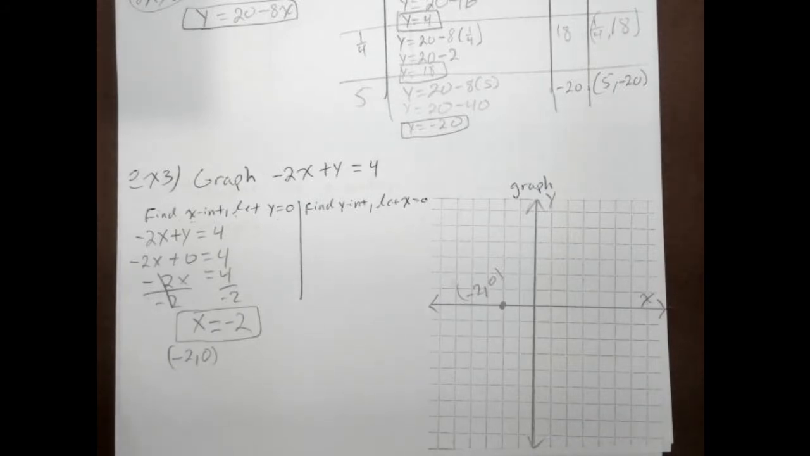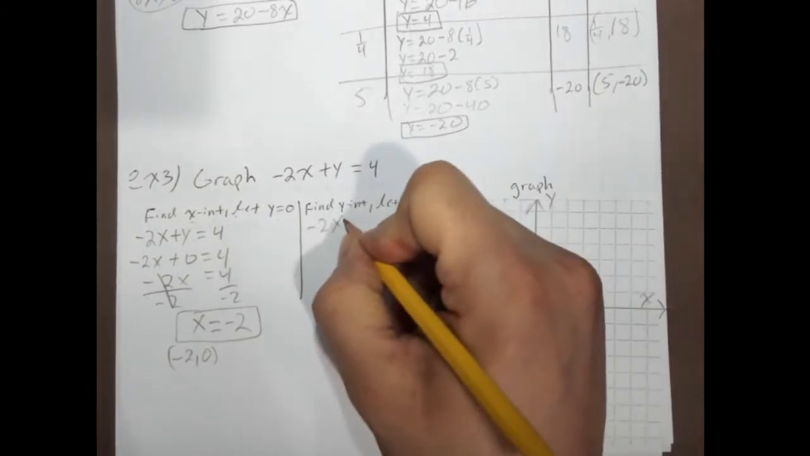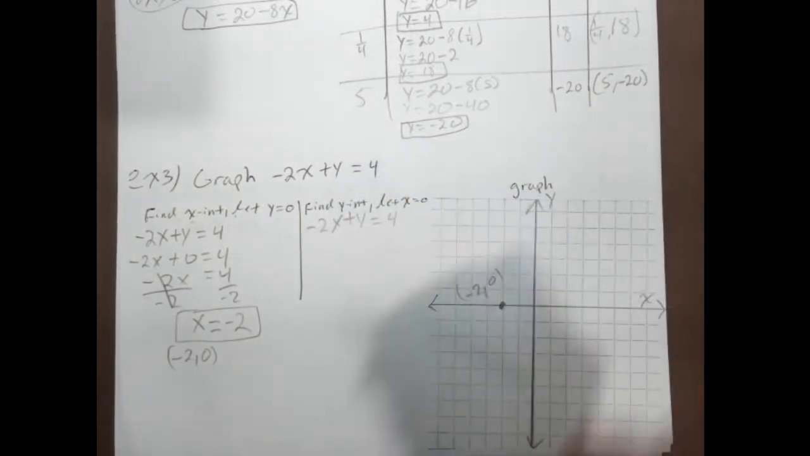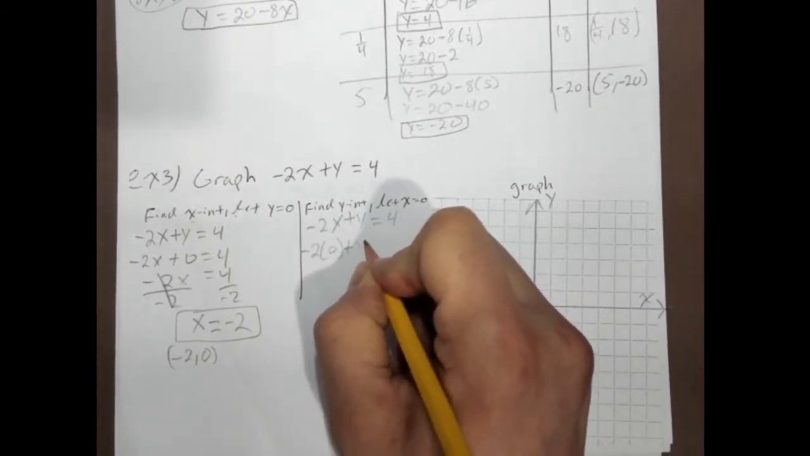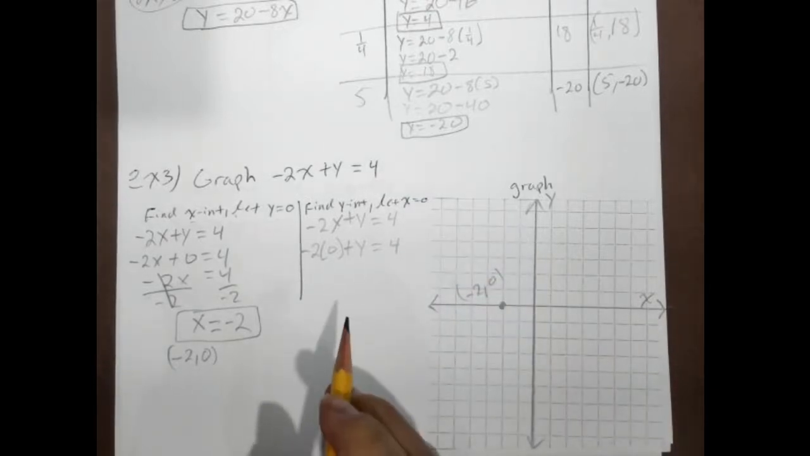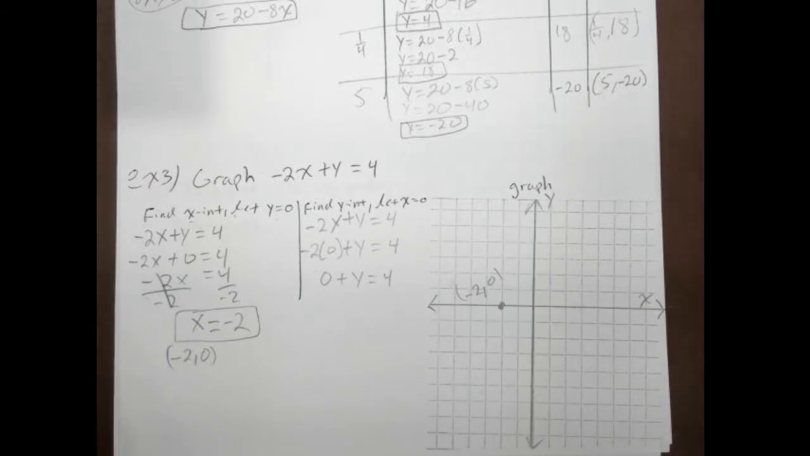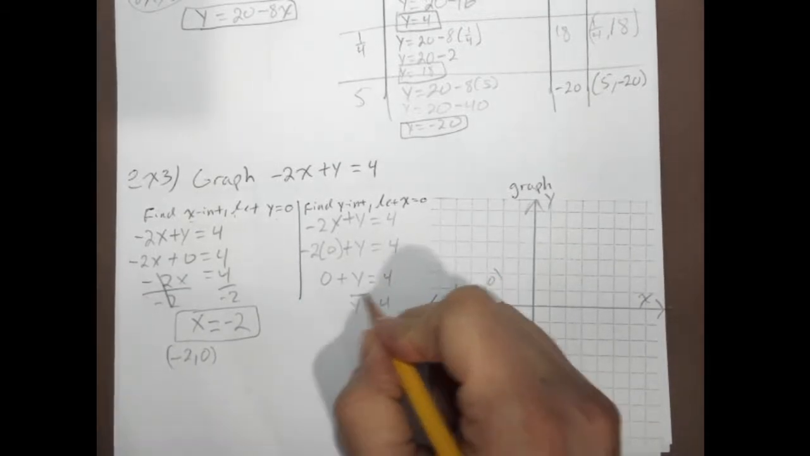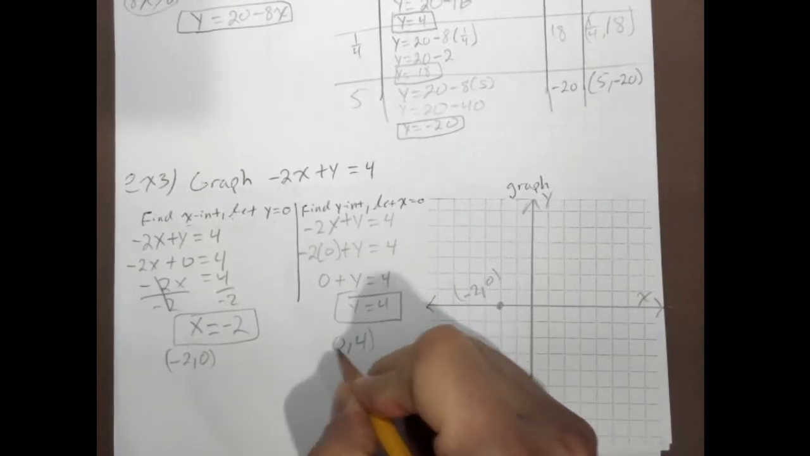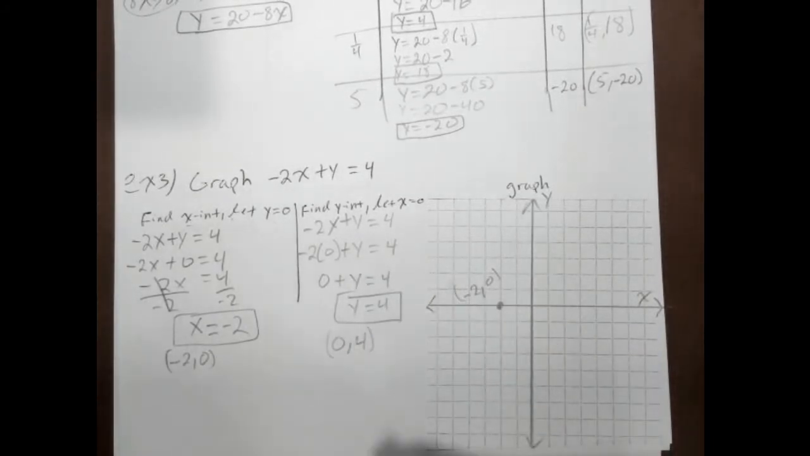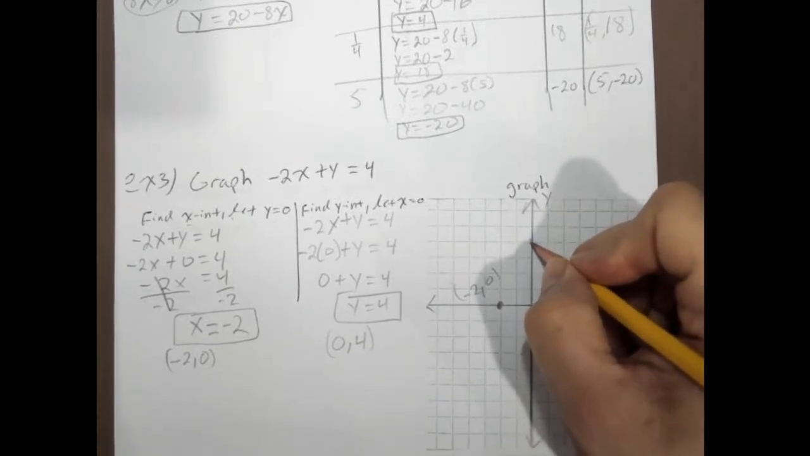Alright, now to find the y-intercept, we have to let x equal 0. So I'll start with my equation, and then I'll plug in 0 for x. Negative 2 times 0 is 0. And we get y equals 4. So to graph 0, 4, we go 0 on x and we go up 1, 2, 3, 4 units.